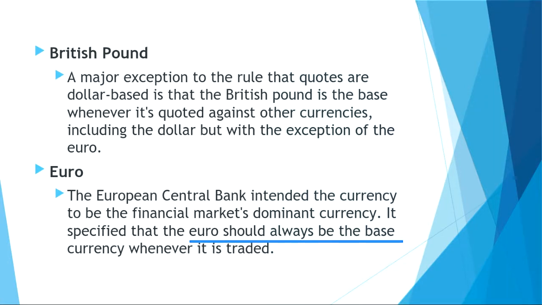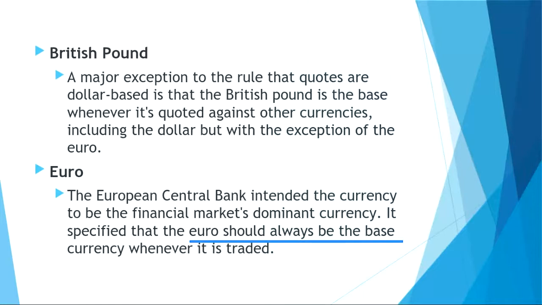So the euro is the base currency. The British pound is the base currency against the US dollar, and the US dollar is the base currency against all other currencies. So the euro is the base currency everywhere, right? Even in the euro area, even in the US, even here in Azerbaijan, in Turkey, wherever it is, it's the base currency, right? So euro, pound, dollar. This is the rank.